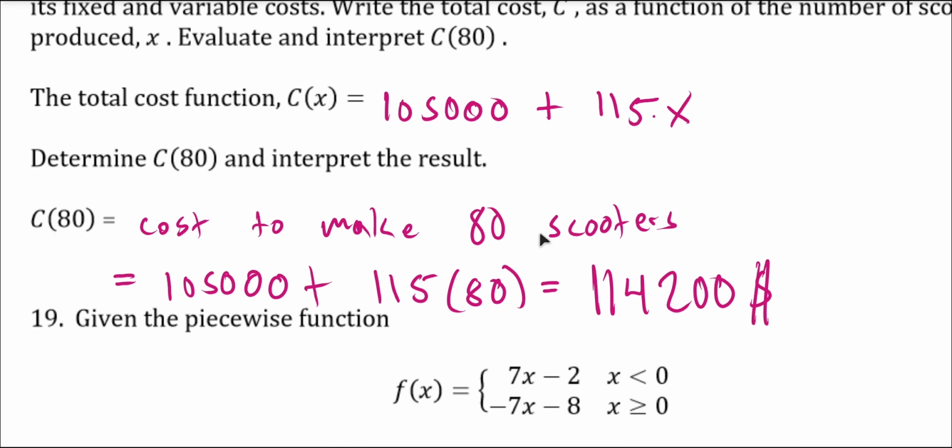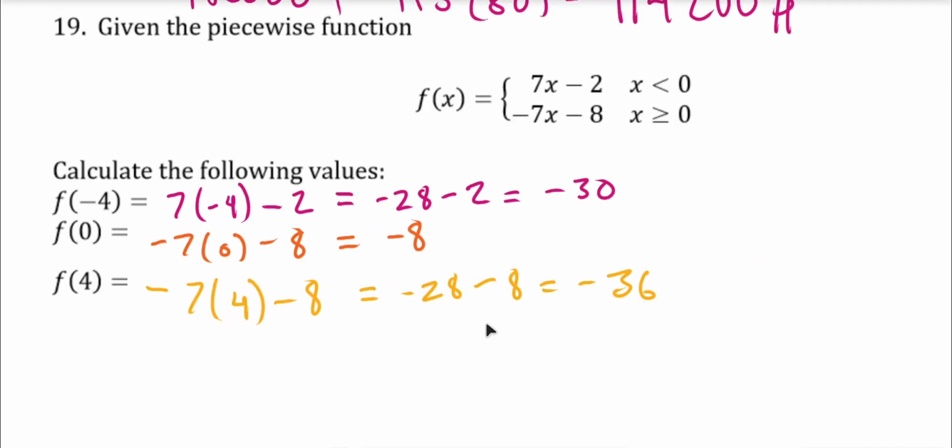Well, this is going to be the cost necessary to make 80 scooters. We would take 105,000, the fixed cost, and add $115 per scooter times 80, the number of scooters, to get the total amount of money that I would spend, which is $114,200.